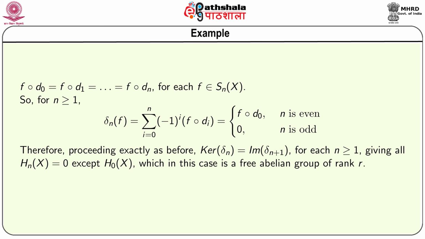Therefore, proceeding exactly as before, kernel delta_n is equal to image delta_(n+1) for each n greater than or equal to 1, giving all H_n(X) equal to 0 except H_0(X). We can see that H_0(X) is a free abelian group of rank r.